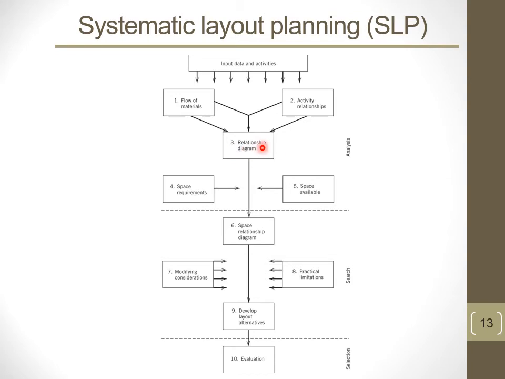From the relationship diagram, we have the space relationship diagram. If there are some practical limitations, or if we need to modify our considerations, we do those at this stage, and then we develop some layout alternatives. So this is the search phase of the systematic layout planning. And at the end of the procedure, we have a number of layout alternatives. We evaluate these alternatives and select the best one.